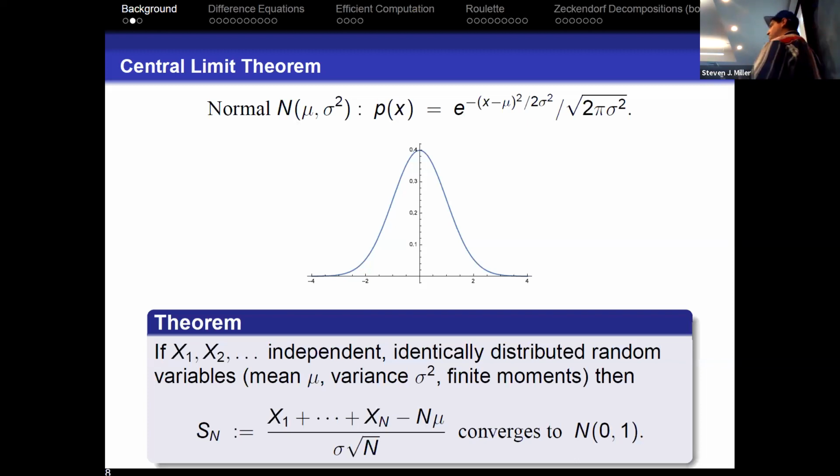The idea is we want to study apples and apples, not apples and oranges. So by doing this standardization, I now have something that's converging to mean 0 variance 1, rather than having something that converges to a normal with ever-increasing mean and ever-increasing variance. So this is the central limit theorem.